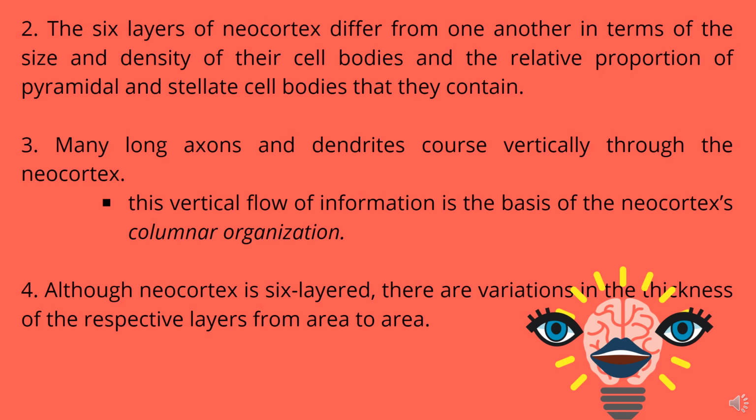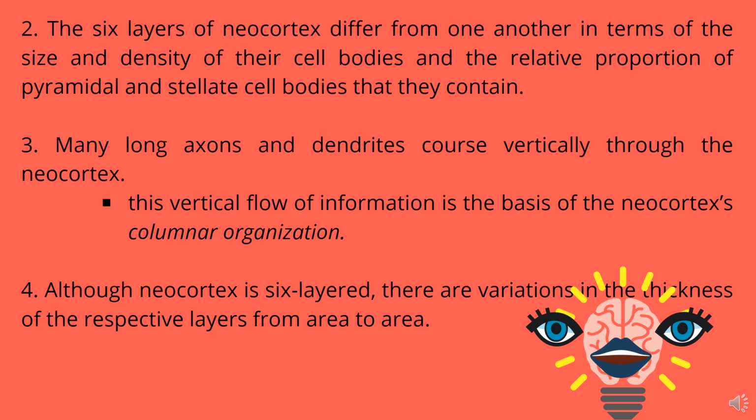The second important characteristic is that the six layers of neocortex differ from one another in terms of the size and density of the cell bodies and the relative proportion of pyramidal and stellate cell bodies that they contain. The third important characteristic states that many long axons and dendrites course vertically through the neocortex. This vertical flow of information is the basis of the neocortex's columnar organization.